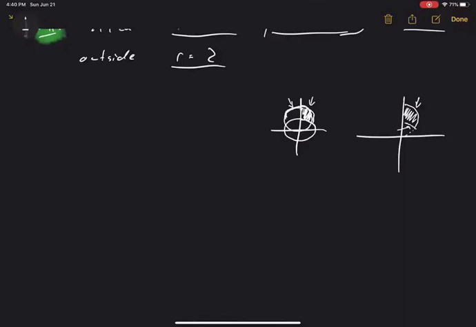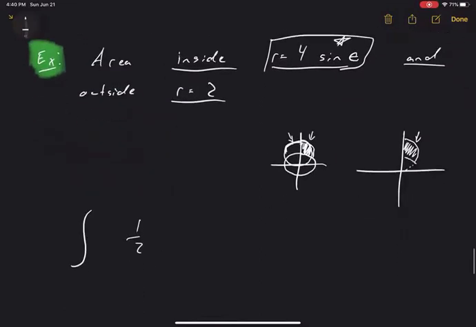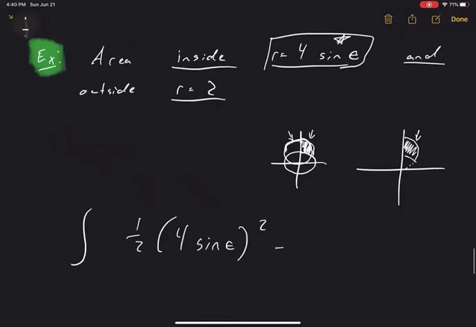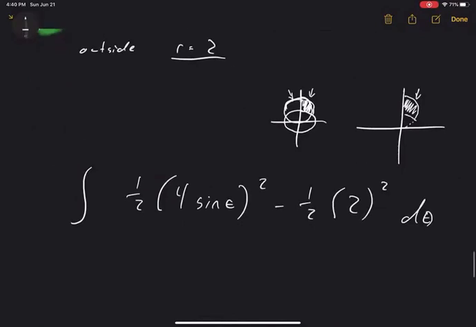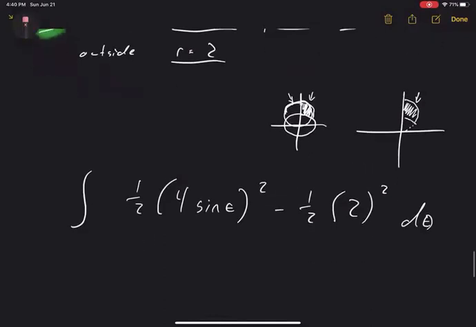First of all, what would my area look like? I know it's going to be outer minus inner. So it's going to be 1/2 (4 sine theta) squared minus 1/2 times 2 squared. So I know my integral looks like this. The integrand, the stuff I'm actually integrating, is not too hard to find. It's just outer minus inner. What can be difficult is finding the bounds where I integrate this. What are my bounds here? What are my a and b?